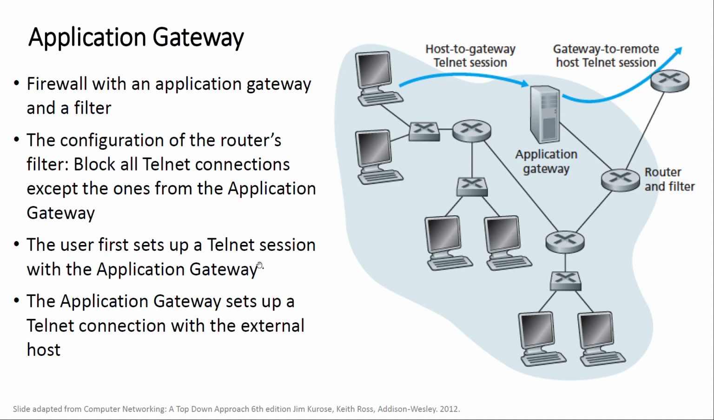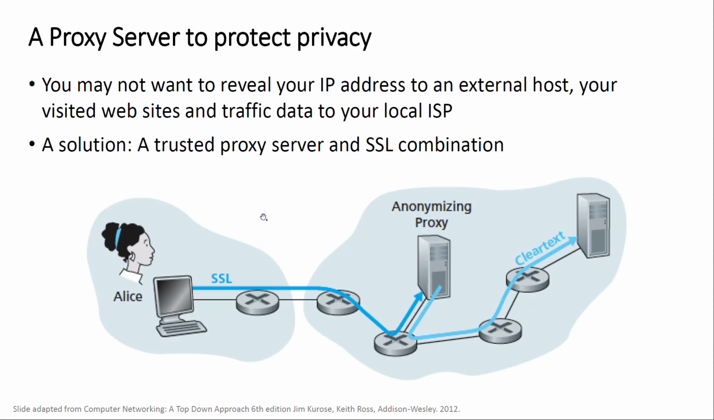So the user first sets up a telnet session with the application gateway. The application gateway sets up a telnet connection with the external host. In order to protect your privacy, you can use a proxy server because you may not want to reveal your IP address to an external host, or your visited websites and traffic data to your local ISP. The solution is as follows. You can use a trusted proxy server and then use SSL communication.